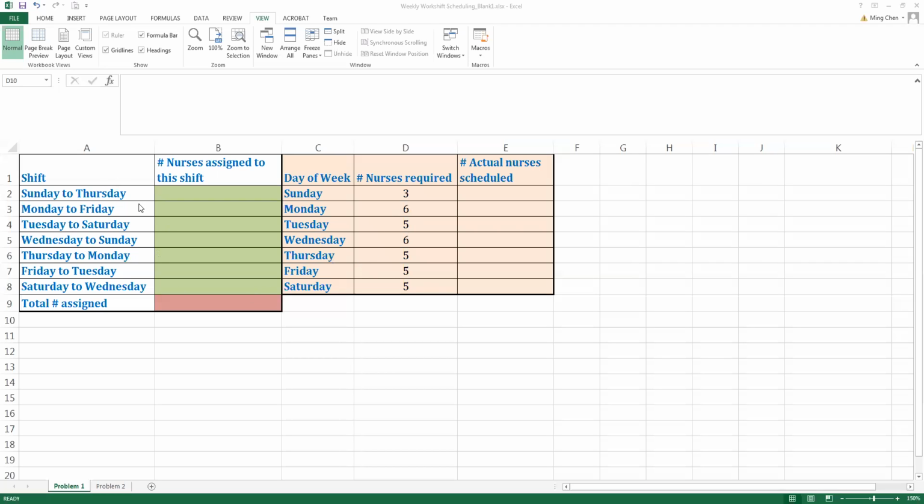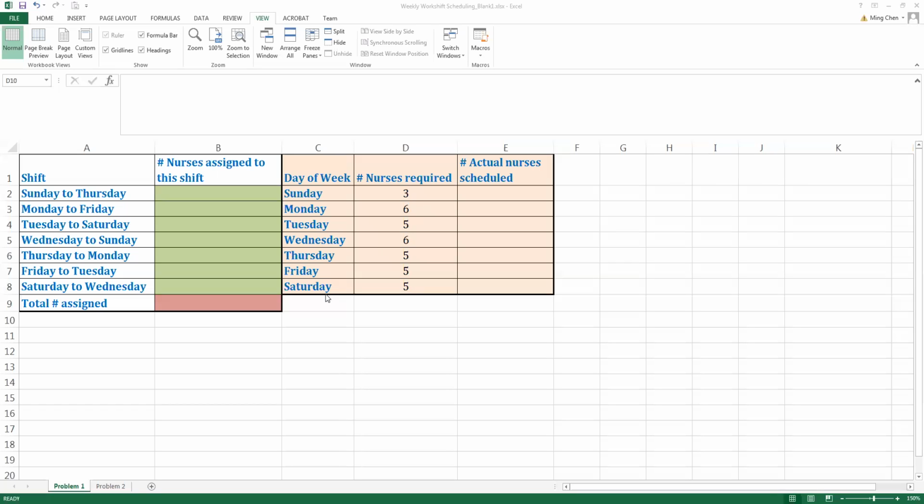Now let's go back to the first table. The first table shows the different possible shifts. If you look at the second table, I have different requirements on different days of the week. So how do we schedule people to work on different days of the week? Some people say it's pretty simple. Let's simply schedule 3 people to work on Sunday, 6 people on Monday, 5 people on Tuesday, 6 people on Wednesday, and 5 people on Saturday. It looks like it's pretty simple.